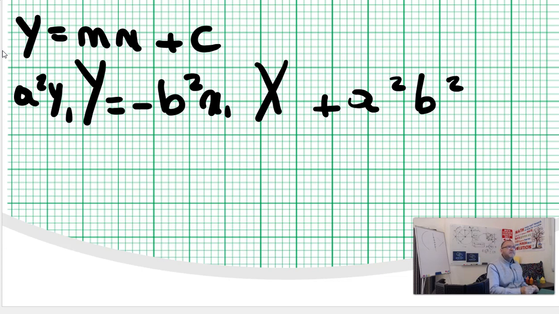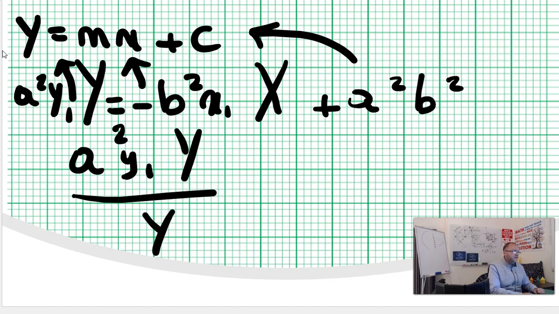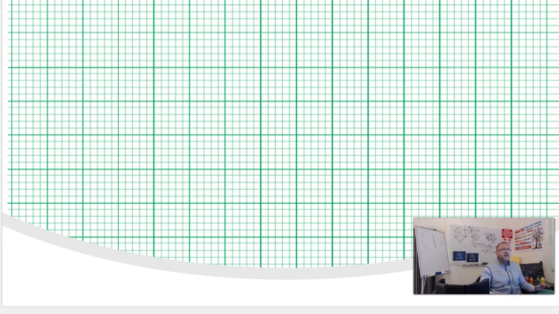That's all, okay? So if you keep going with those coefficients, you get it like this. See, this goes with this, and this one goes with this. That's all I'm doing. So I can write a squared y1 big Y divided by the big Y here equals minus b squared x1, the big X, divided by m and the big X. So far so good, very easy, right?